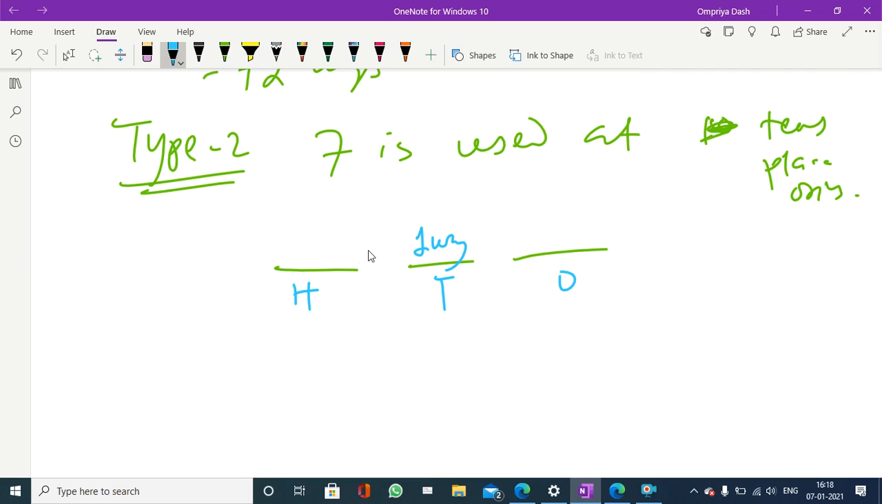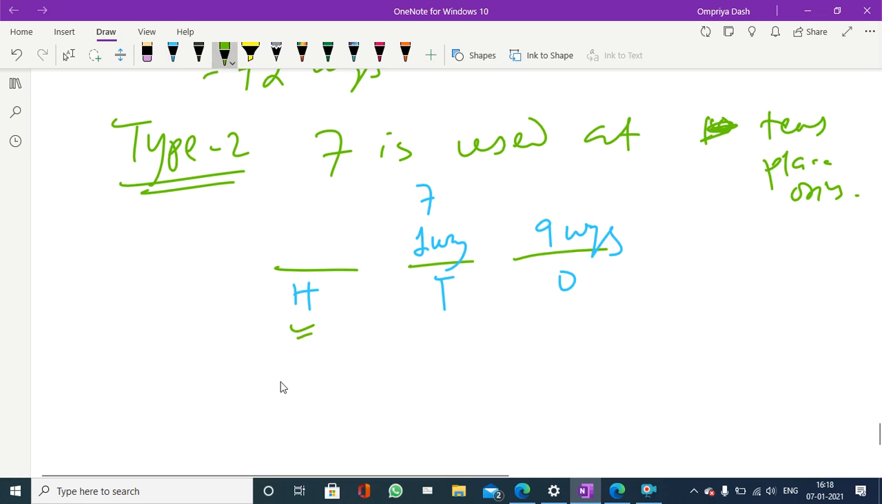Whichever you want to fill first. Suppose I want to fill the ones place. In the ones place I can fill any digit other than 7, because I have already put 7 here and can't use it again. So how many ways can I do it? 9 different ways.